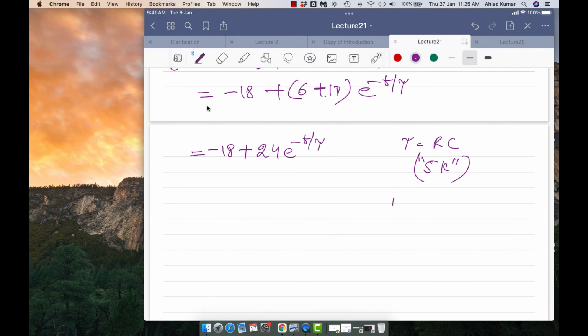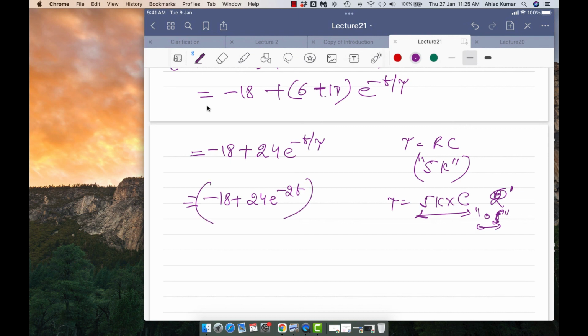So your tau is 5k times C, and if you multiply the two, you will get, I guess, what will be the value? Can anyone tell me? 2, right? Or 0.5 here. This is 0.5, right? So once you substitute this, you will get this answer for t greater than 0.